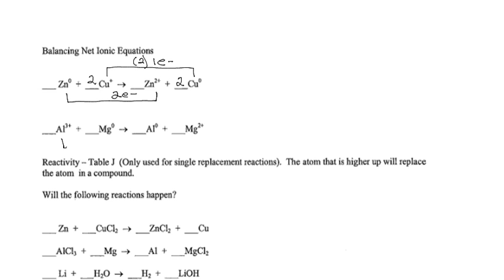Aluminum changes by 3 electrons. Magnesium changes by 2 electrons. So we multiply this one by 3, this one by 2. So where magnesium is, we put a 3, and where aluminum is, we put a 2.